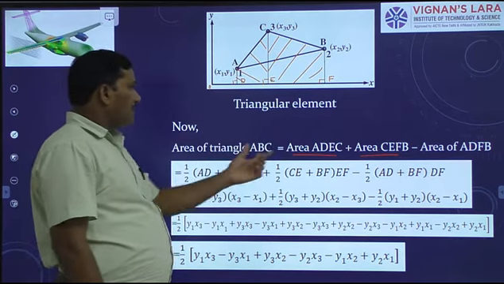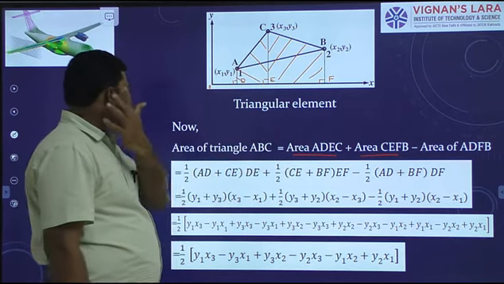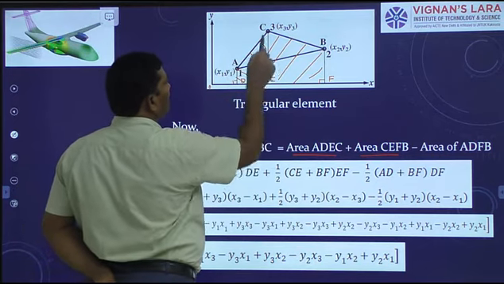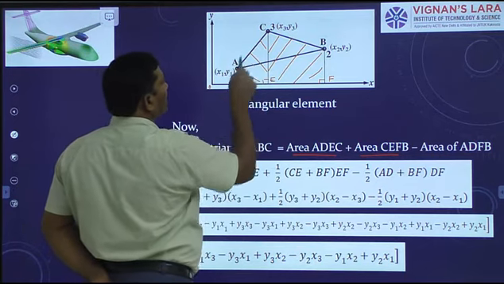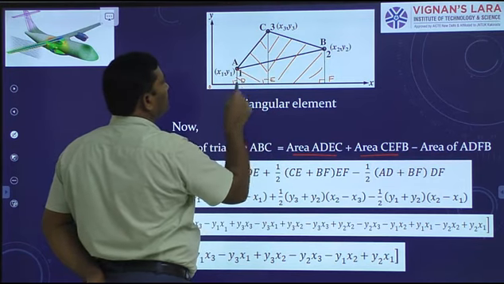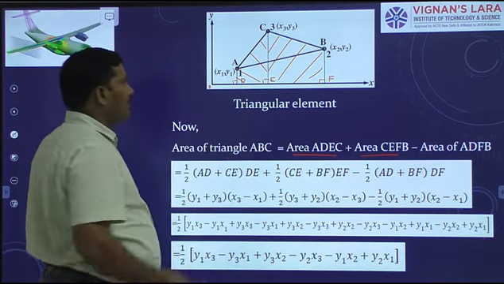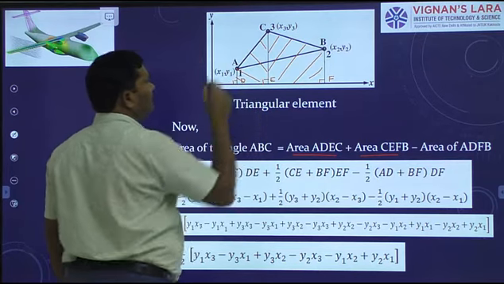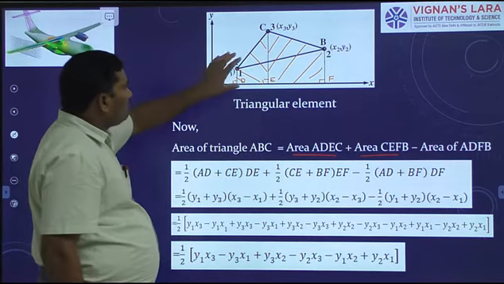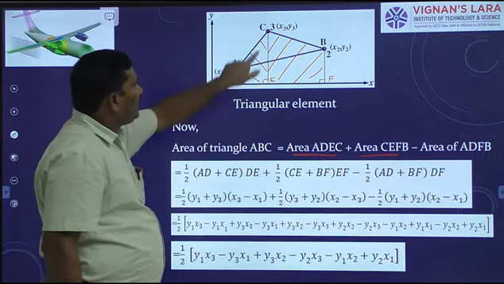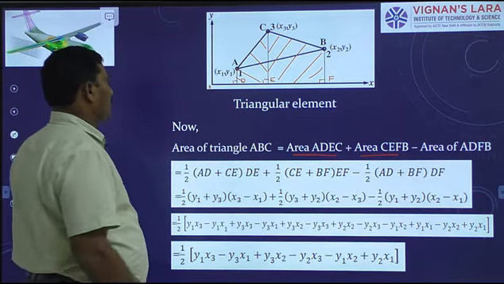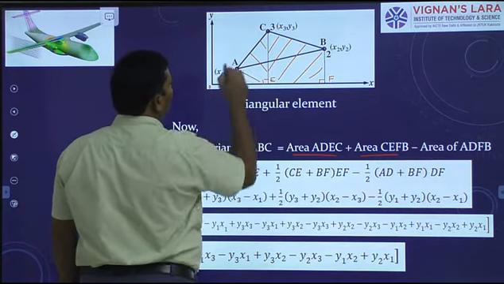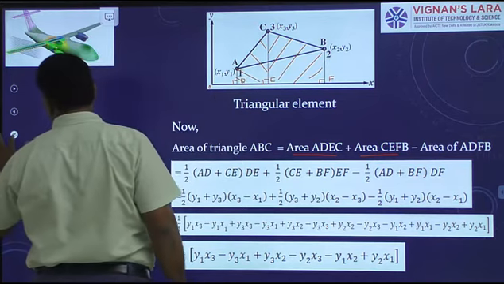Okay, now area of figure ADEC, how do we get it? Observe carefully. Figure ADEC is looking like a trapezoid. It is looking like a trapezoid, ADEC. Okay. Now, I want the area of this figure ADEC.